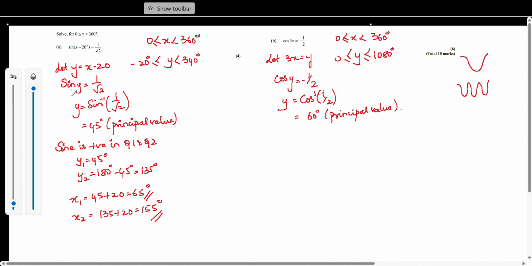Now again, knowledge of the CAST diagram. Cosine is the given ratio. It is negative. Cos is positive in first and fourth quadrants, so it is negative in second and third quadrants. So, the second quadrant solution, the first solution that we get, is calculated as 180 minus 60, which is 120. The third quadrant solution, which is our second solution, should be 180 plus theta.